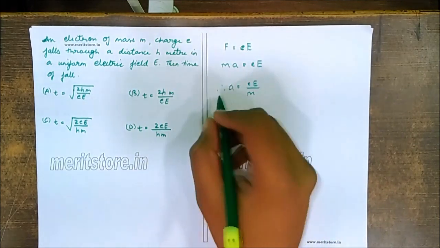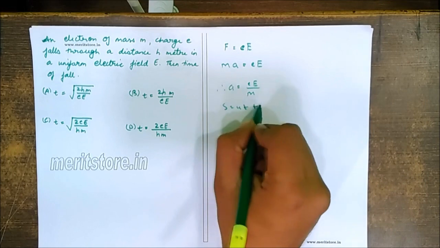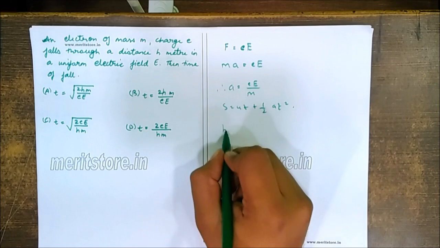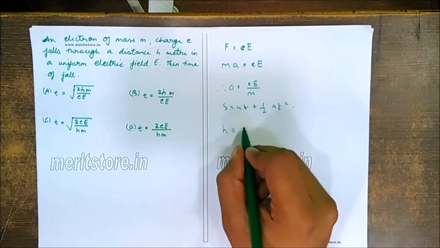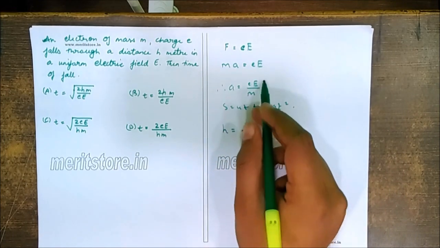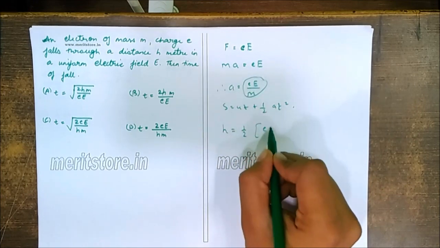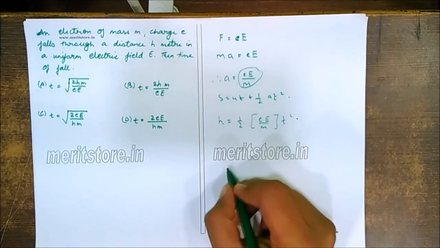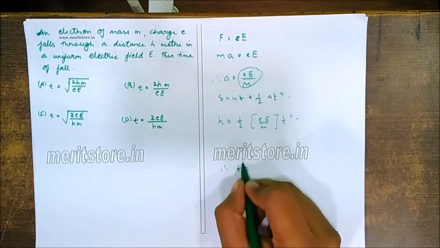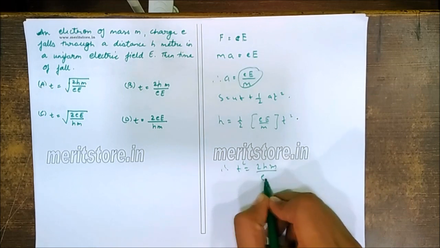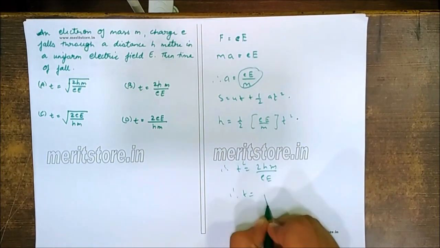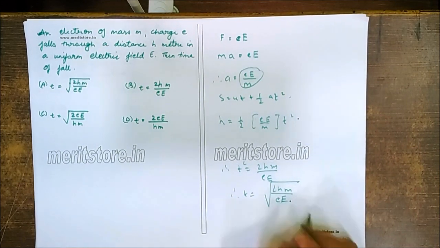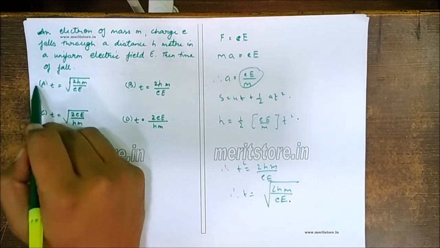Now as it is falling, you can say S is equal to ut plus half at square. S is your h, initial velocity is considered to be 0, so half a will be replaced by this term, so this is eE by m into t square. We want t, therefore this becomes t square is equal to 2hm upon eE, therefore t is equal to under root of 2hm upon eE. Option A.